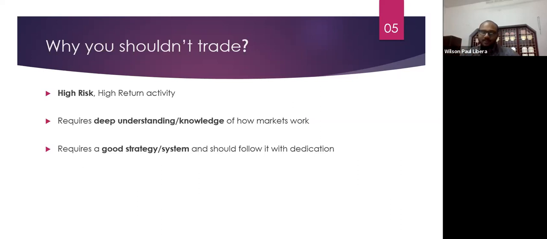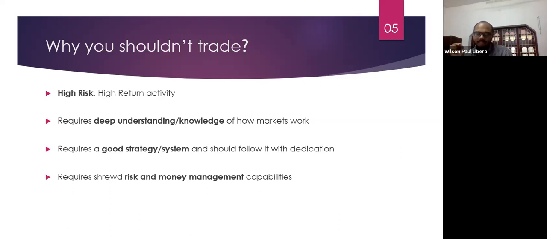And you should have a good strategy or a system before entering into the markets. And then it requires shrewd risk and money management capabilities. As I told, once you are in a trade, you're already risking something. So we have to have this firefighting mode on, because we should limit the risk we are exposed to, or limit the losses we'll have to incur if something goes wrong. More often than not, things will go wrong, because there is no such thing like a 100% successful strategy or 100% successful indicator, or nothing like that exists.